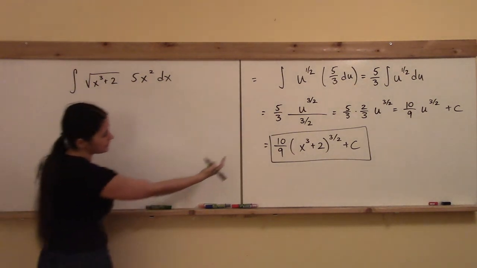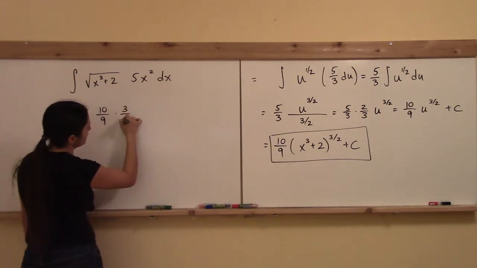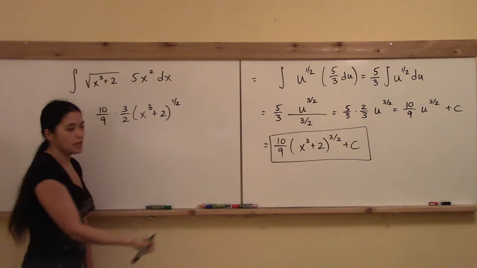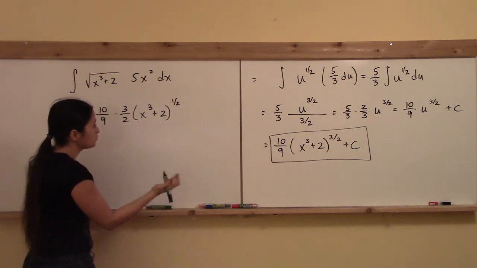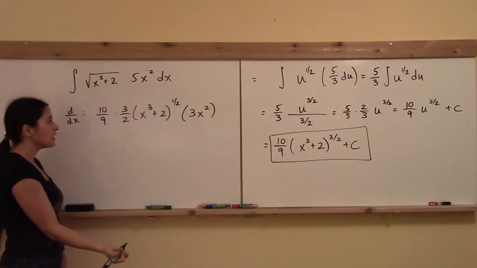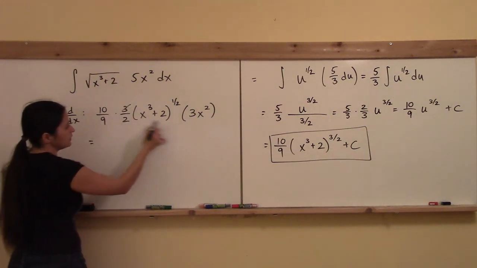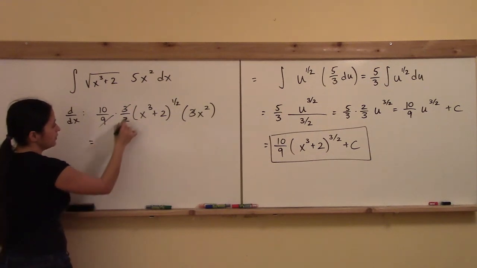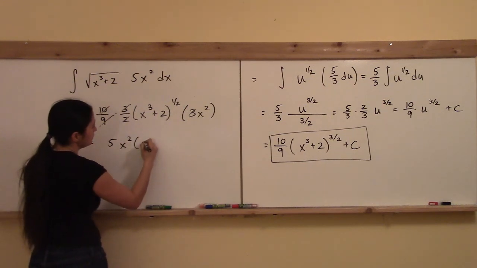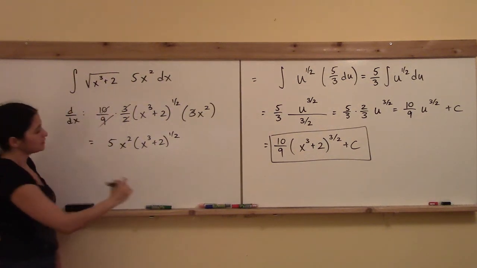I'm going to take a d dx, the 10/9, just coming along for the ride. The 3/2 is going to jump down from the exponent. Then I've got the x cubed plus 2, and it gets to be to the 1/2, because 3/2 minus 1 is 1/2. Plus c went away. Don't forget the chain rule, times the derivative of the inside. Alright, and now I have to figure out all my little constants here. I've got a 3 and another 3, and that cancels with a 9. And I've got a 2 and a 10, and that turns into a 5. So really I have 5x squared times x cubed plus 2 to the 1/2. And that's the same thing that I was asked to integrate.